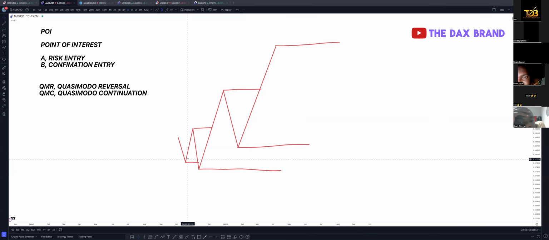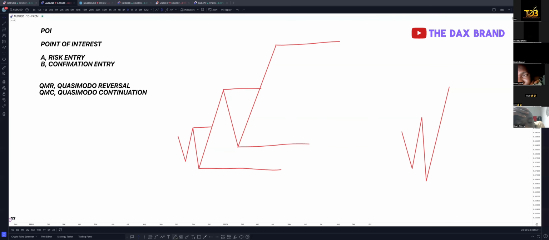Instead of just marking out this line, just like the basic Quasimodo, let me draw the basic Quasimodo again. A sweep of the previous low, then a break of structure. So the basic Quasimodo is this. This is it here. And you expect price to come back to it. And boom.